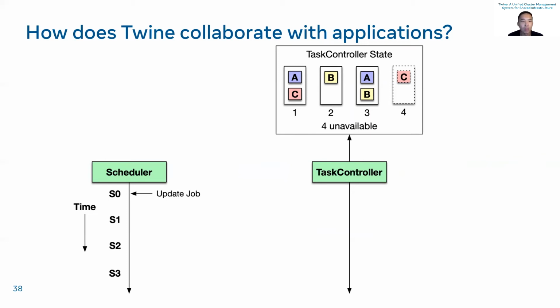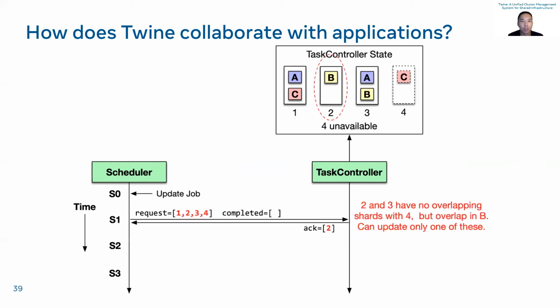At time S0, the job owner starts a software release. Twine scheduler will notify the task controller that all 4 tasks need to be restarted for the release. The task controller sees that task 4 is unavailable, and to ensure shard C's availability, it cannot restart task 1. It can either restart task 2 or task 3, but only one of these because they overlap in shard B. It decides to update task 2.